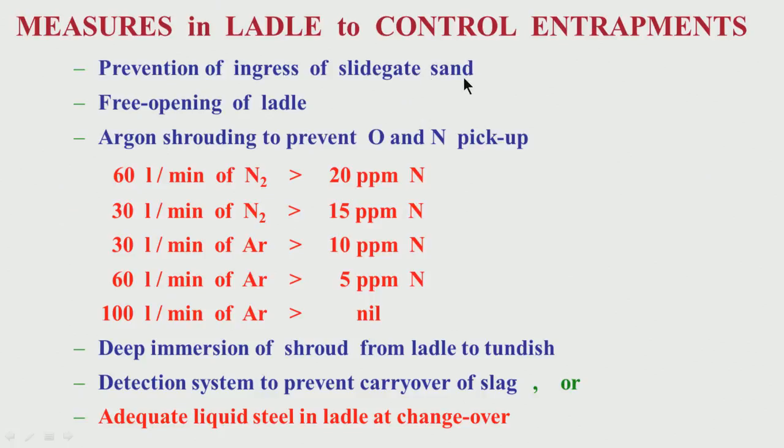This sand is necessary to close the exit of the ladle, but when you aim for free opening of the ladle, that means when you remove the slide, open the slide gate, liquid steel should come out without any problem. So, for that the sand also should come out, but the sand should not be allowed to fall in the tundish. We have to take measures to remove the sand so that it does not fall into the tundish. That is one, prevention of ingress of slide gate sand in the tundish.